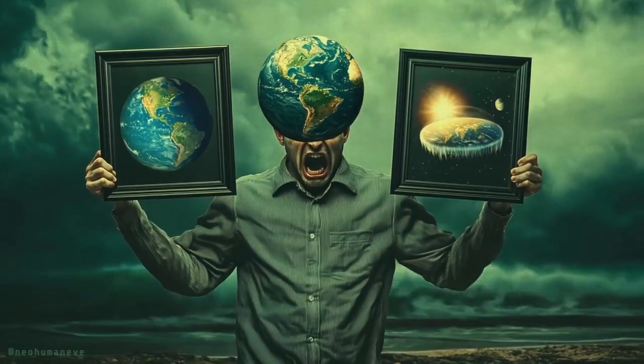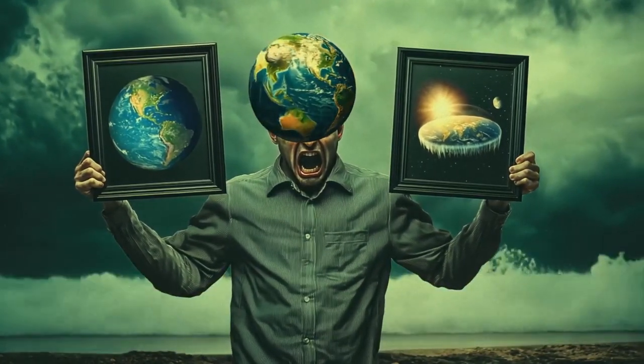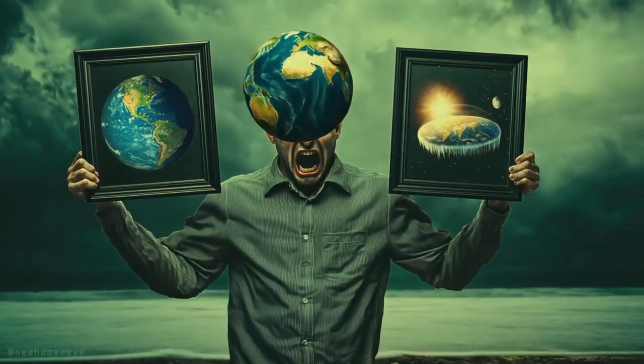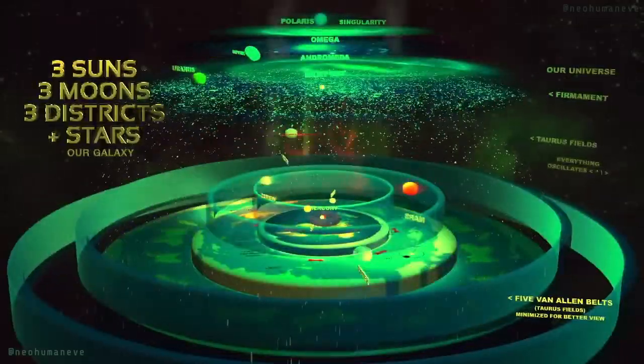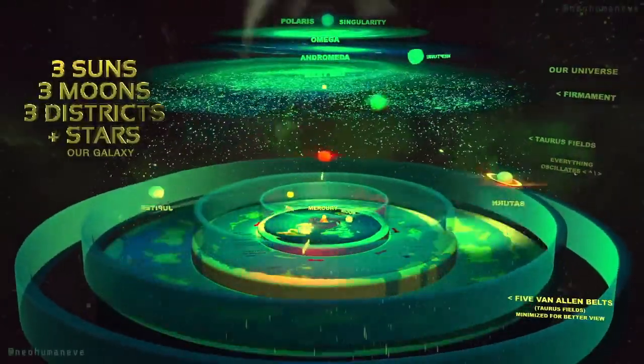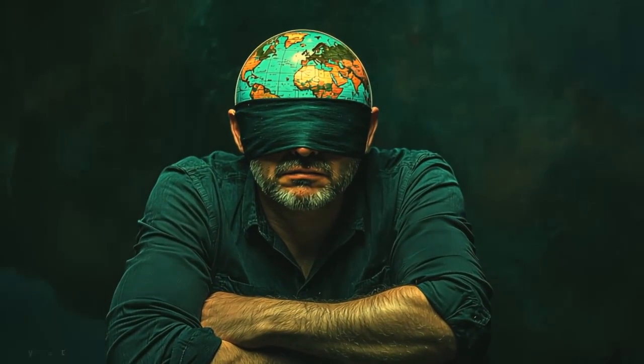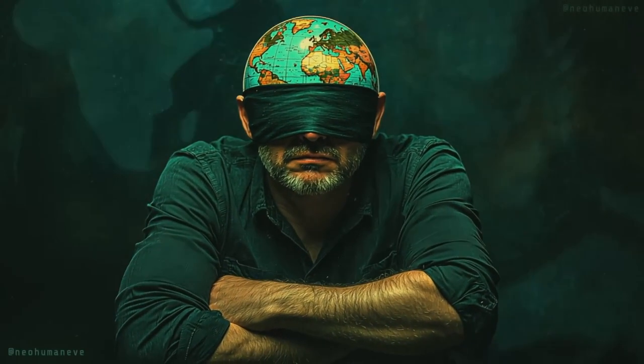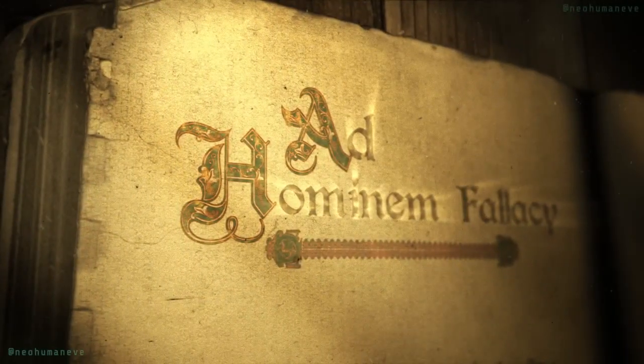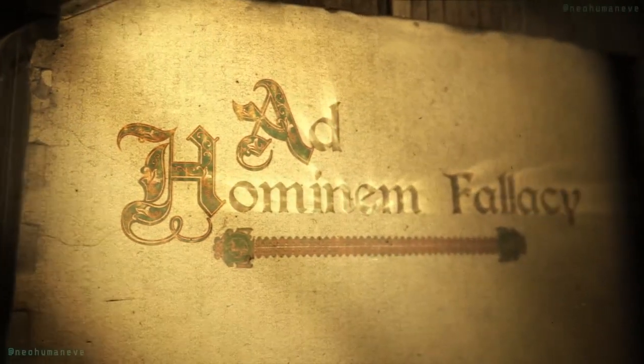By framing the argument as a simple either-or scenario, the globe earther avoids addressing the full range of evidence and theories about Earth's shape, thus limiting the scope of the discussion and preventing a thorough examination of all potential realities. Number 8, the ad hominem fallacy.